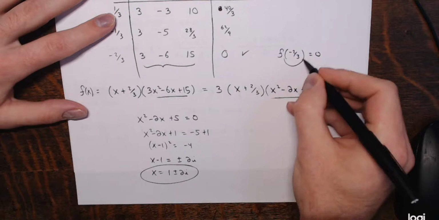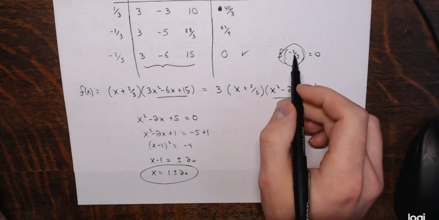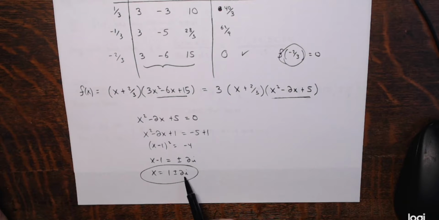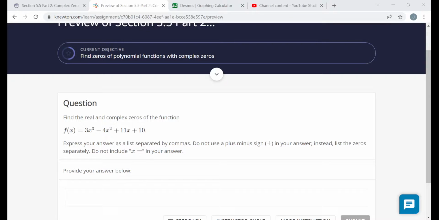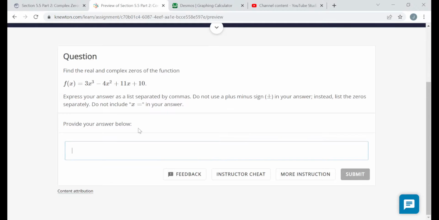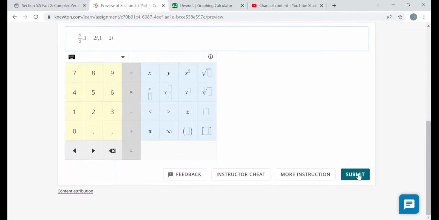So there's a zero. There's your 3 zeros: negative 2/3, 1 plus 2i, 1 minus 2i. And that's what I'll type in. And you can check by plugging those in. It would take a while, but those actually make the output 0. They should. So negative 2/3, comma, 1 plus 2i, comma, 1 minus 2i. Those are your 3 zeros separated by commas.